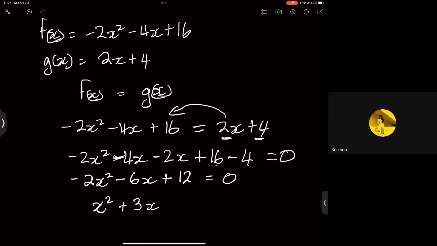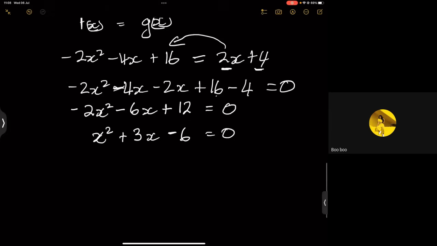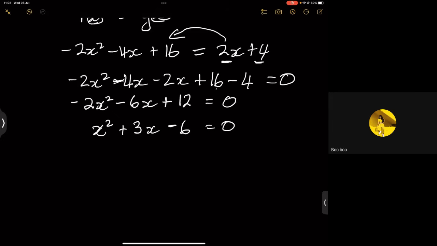Positive 12 divided by negative 2 would give us negative 6. Now, what are the factors of 6 such that when I subtract them, they give me 3? You'll see that there's none. Even if you took 3 and 2, or 6 and 1, it can't be that when you subtract them they give you 3. So what we're going to do is use our quadratic formula.